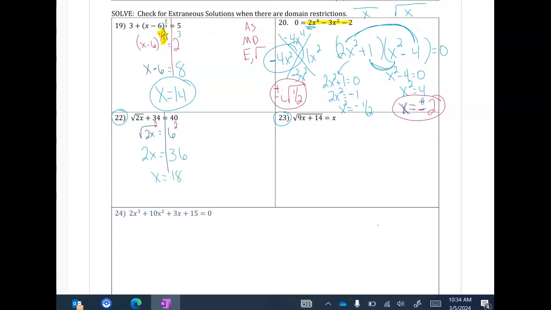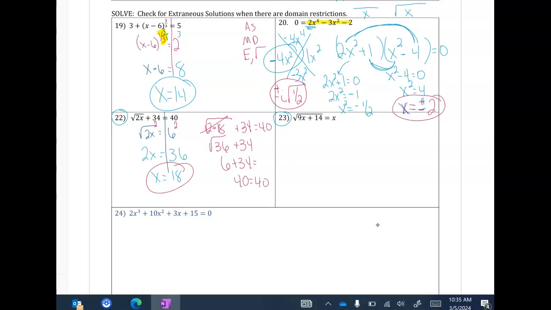So let's just see if that 18 works. So if I put it back in here, do I get 40? So this will become the square root of 36. That's 6. And yes, 40 equals 40. So we will keep that answer.